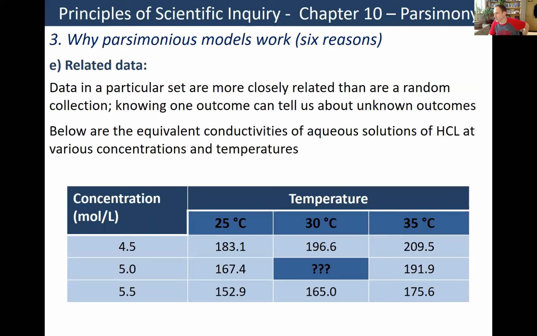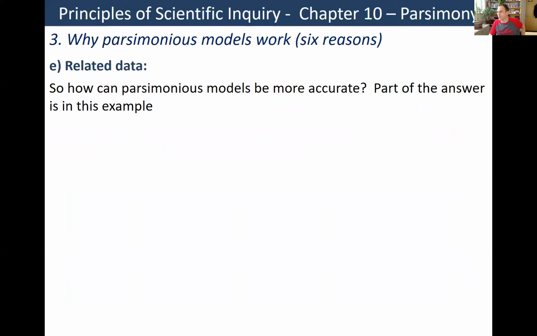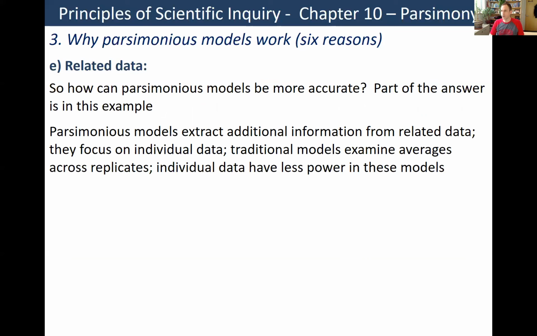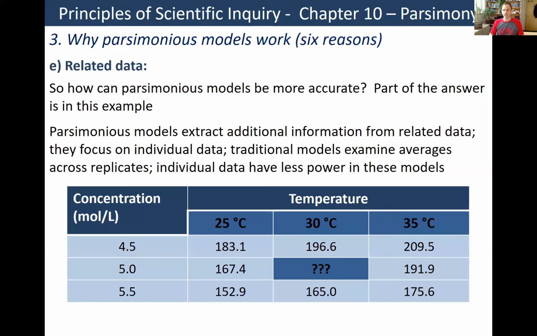So data in a particular set are more closely related than a random collection of data, right? Like in this case, these are conductivities of hydrochloric acid. Now, parsimonious models can be more accurate than their own data. Part of this answer is in this example. Parsimonious models extract additional information from related data. They focus on individual data. Traditional models examine averages across replicates. Individual data have less power in those types of models. So the idea here is that parsimonious models use the data more thoroughly.